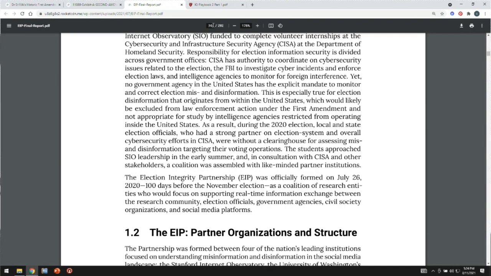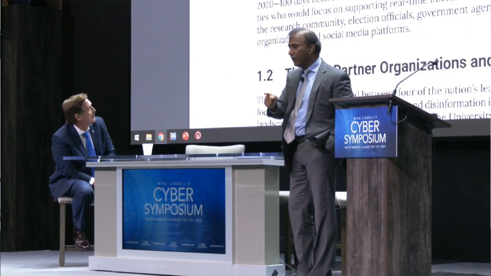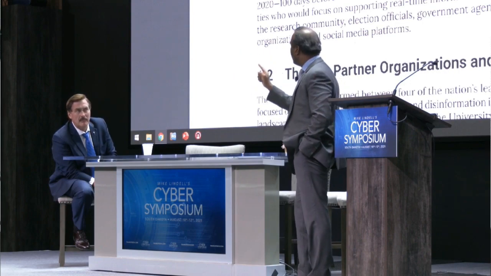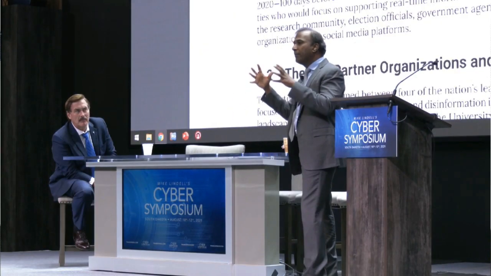As a result, during the 2020 election, local and state election officials had strong partners in election voting systems and overall cybersecurity efforts in CISA. This is saying that we need to create a centralized infrastructure to subvert the First Amendment, because if you're a foreigner, you can watch them, but you cannot. And it says that what we need to do is create a non-governmental entity to launder censorship. Everyone following me? Okay, 300-page report, and it's looking back at the playbooks.